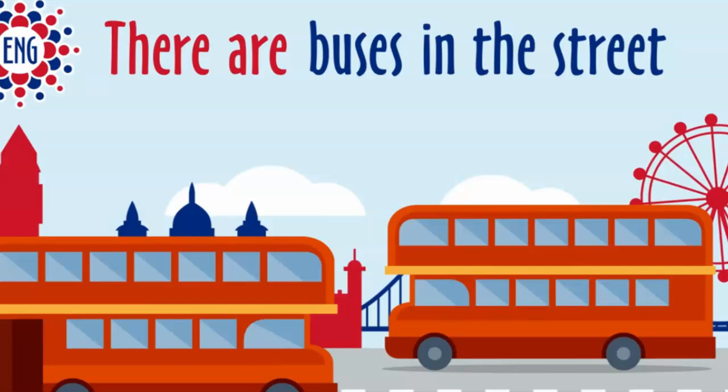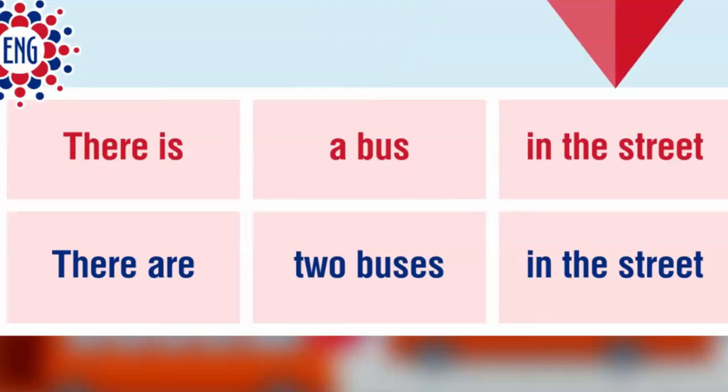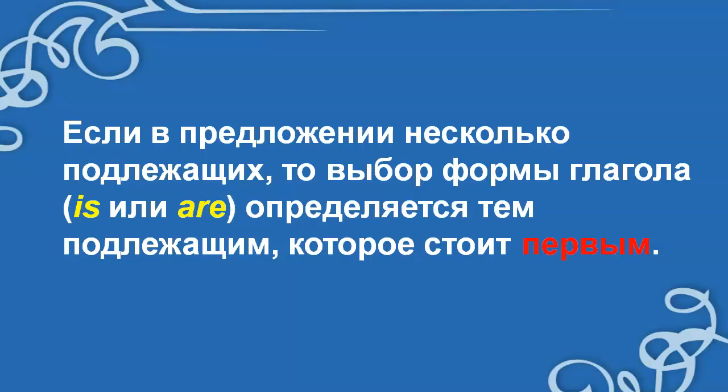There is a bus in the street. There are buses in the street. There is a bus in the street, single form. There are two buses in the street. It will be plural form.